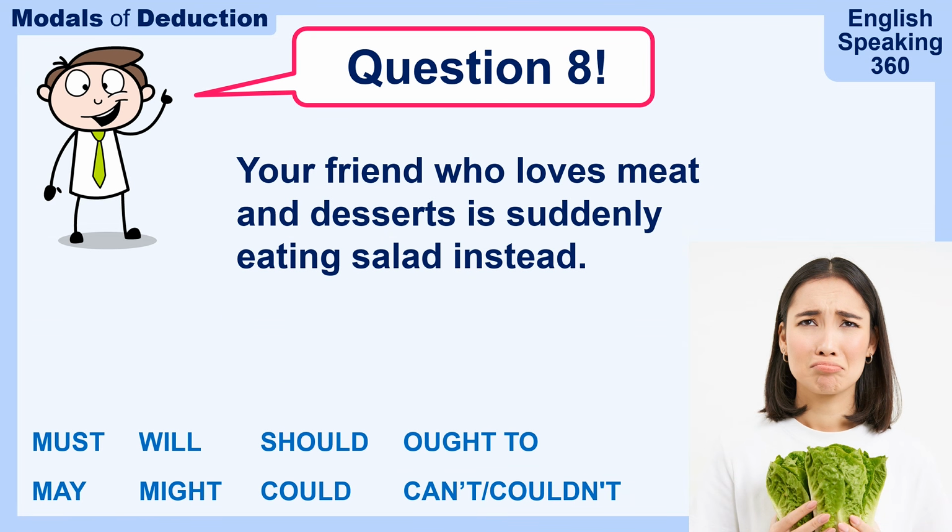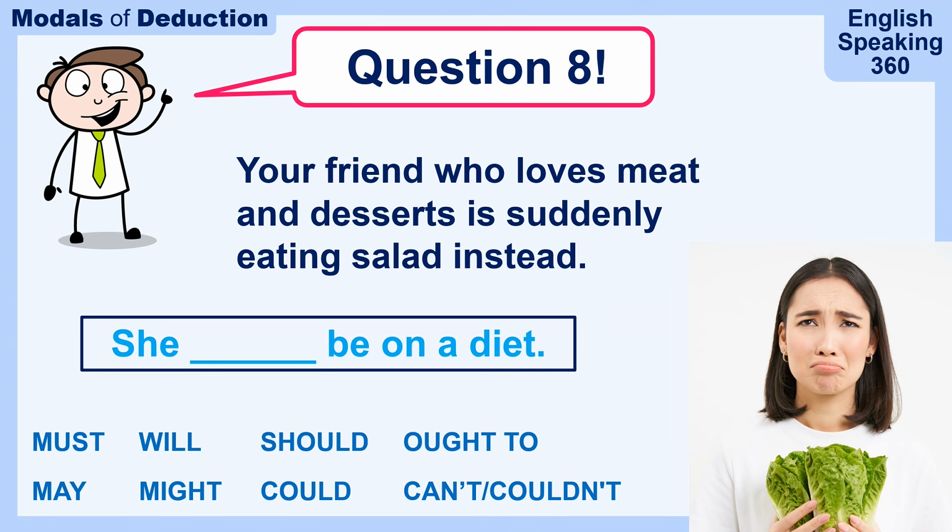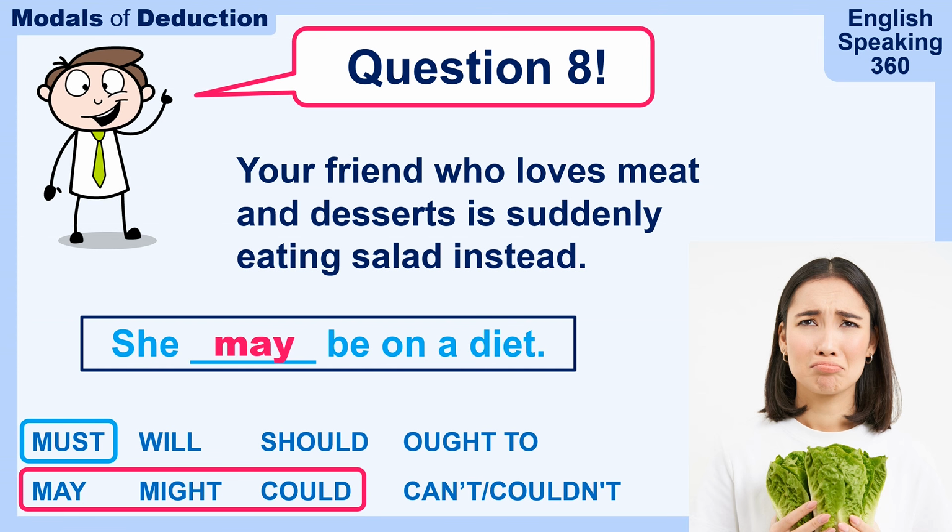Question 8. Your friend who loves meat and desserts is suddenly eating salad instead. She looks very sad about it too. She be on a diet. What is your answer? She may be on a diet. She might be on a diet. She could be on a diet. So a diet is one of the possible options. But I know some of you will say, well, she loves meat, so I'm 95% sure that she's on a diet. Then you can use must. She must be on a diet.